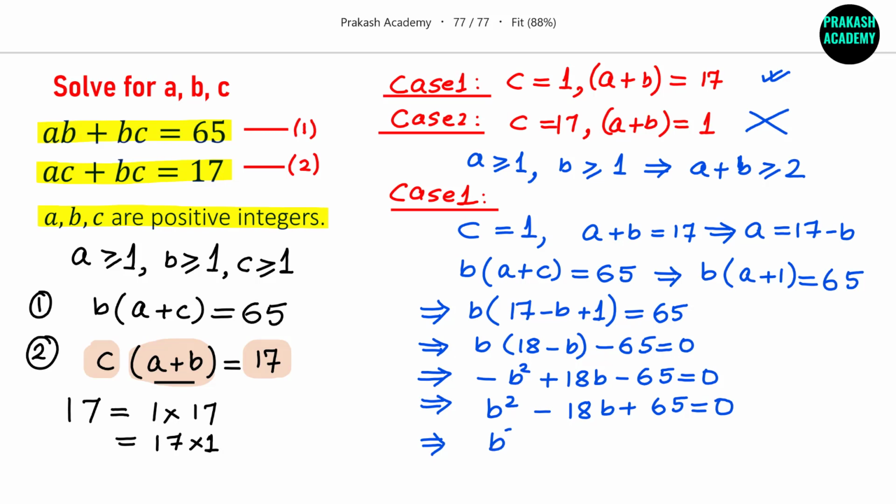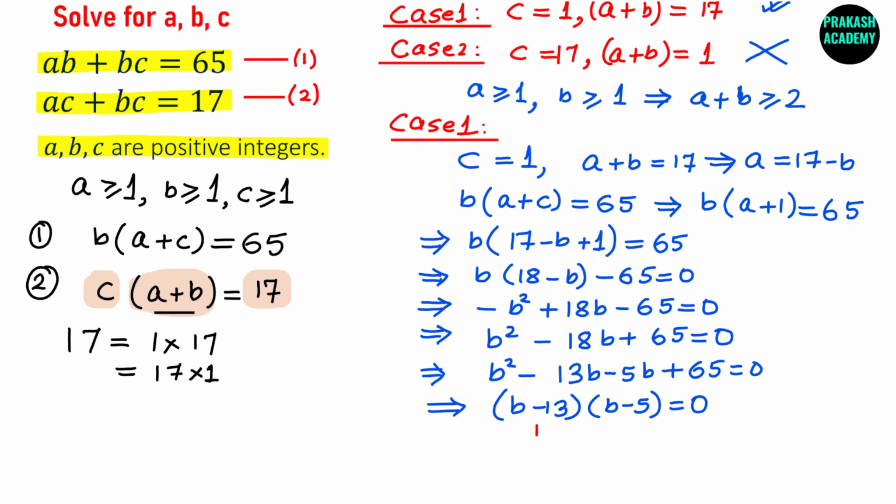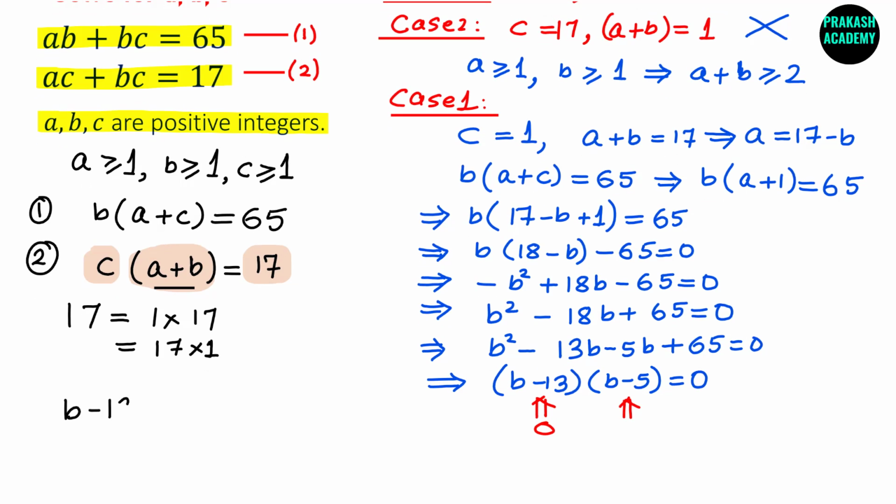So we will have B square minus 13B minus 5B plus 65 equals 0, because if you add these two terms, this is minus 18B, and if you multiply these two terms, this will be 65B square. So this means you can say (B minus 13) into (B minus 5) equals 0. So now either this term is 0 or this term is 0. If B minus 13 is 0, this implies B equals 13.